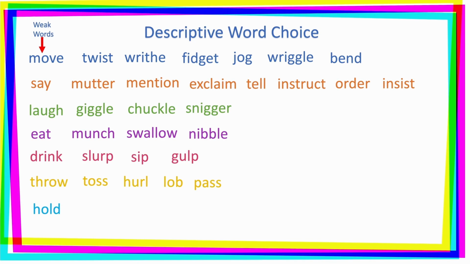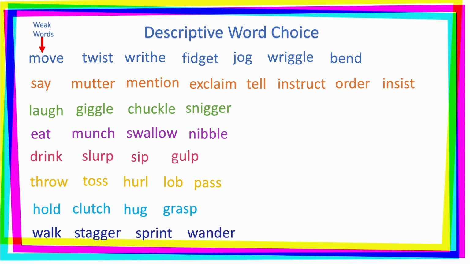Here's the word hold. How did they hold? Did they clutch? So hold something tightly? Did they hug? Did they grasp? Here's the word walk. Did they stagger? Did they sprint? Did they wander? Did they trudge? You have a lot of choices when using descriptive words, and it really gives the reader a lot of information in the type of word you choose.